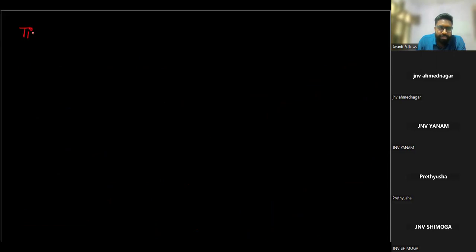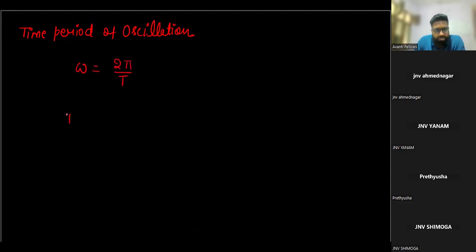सो टाइम पीरियड ऑफ ऑसिलेशन, time period of oscillation of dipole. So we know that omega is nothing but 2 pi by T. So T will equals to 2 pi by omega. और ओमेगा अभी हमने देखा है क्या? स्क्वायर रूट ऑफ PE अपॉन I. तो इट विल बिकम 2π √(I/PE).